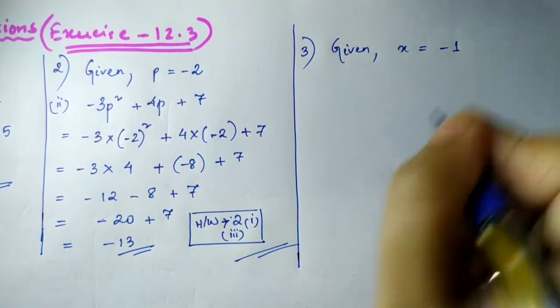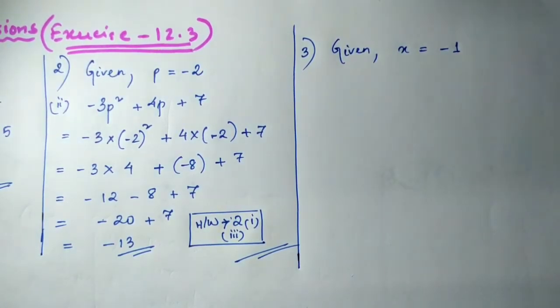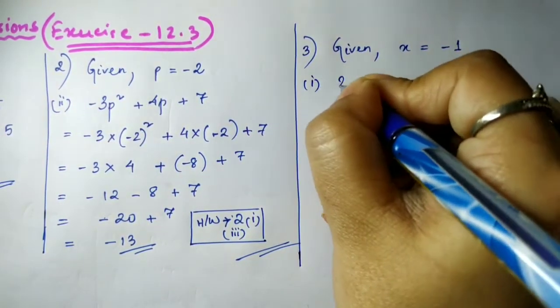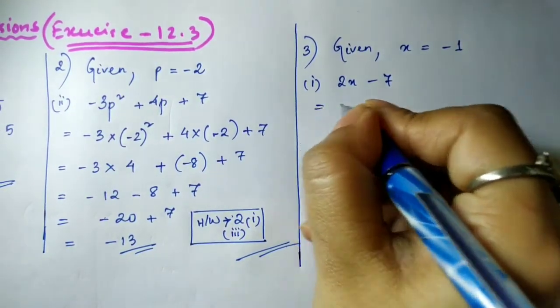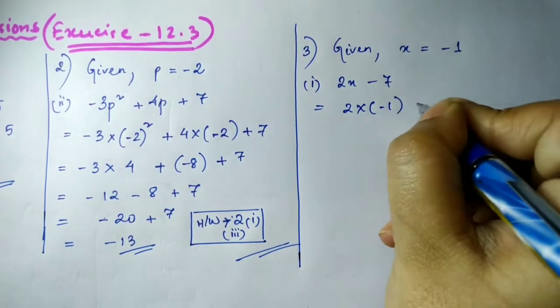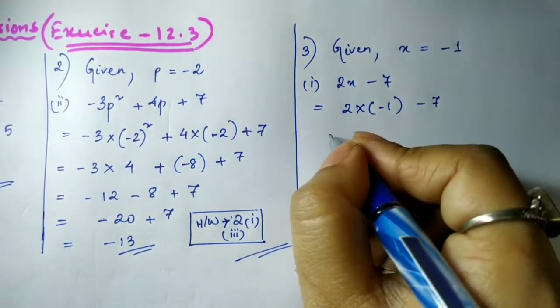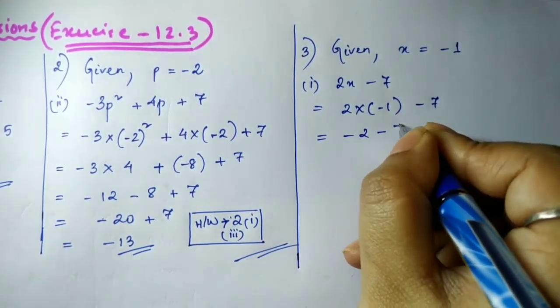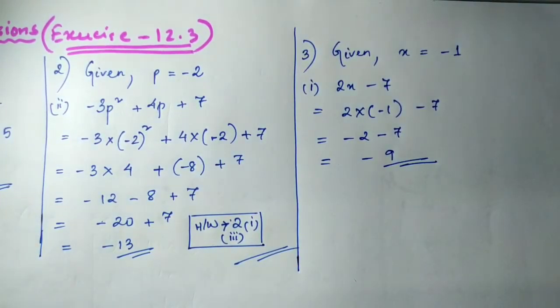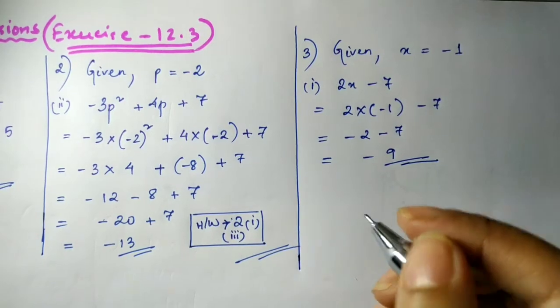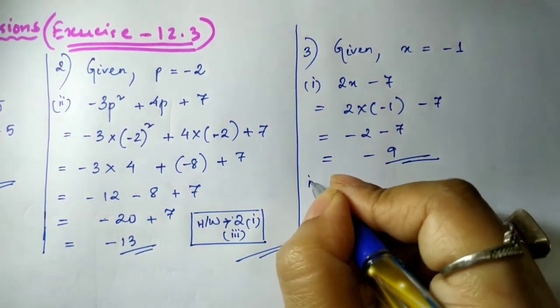Let's see. The first expression is given as 2x minus 7. Okay, so just put this one, 2 into minus 1 minus 7, right? So minus 2 minus 7, which is equal to minus 9, and you have your solution. Similarly, I'll show you one more. Let me show you number 2.